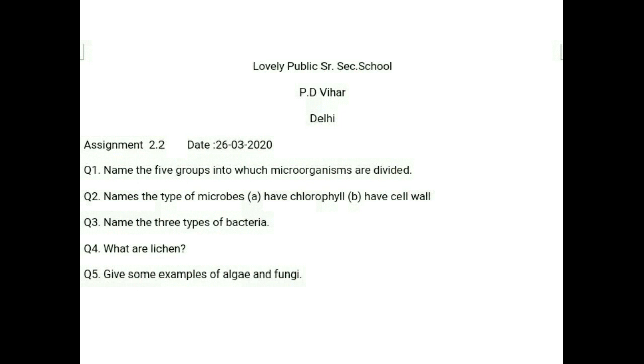Next question is, give some examples of algae and fungi. So some types of algae are Spirogyra, Chlamydomonas, Laminaria, Fucus, and blue-green algae. Some types of fungi are mushrooms, mold, and penicillium, and Rhizopus. The bread mold is called Rhizopus, and mushroom is called Agaricus. Okay, Agaricus.